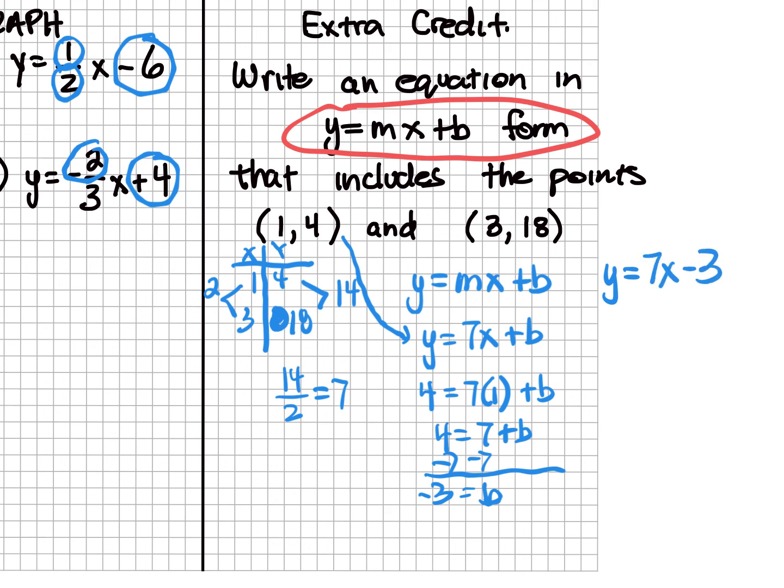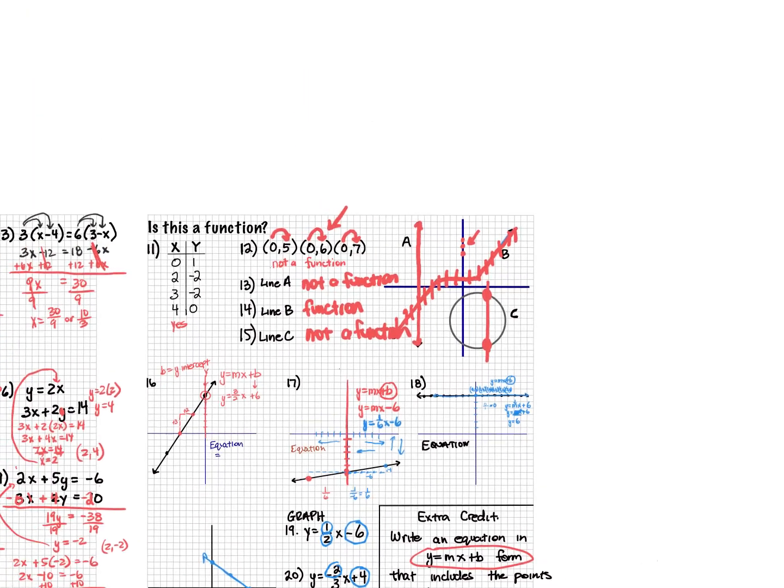So let's see. If I take 1 and if I take this point over here, 1, 4. If I take 1 and multiply it by 7, I get 7. And if I subtract 3, I get 4. And if I take 3, 18, and I take 3 and multiply it by 7, that's 21. And subtract 3, that's 18. So it works for both points. All right, so that was that one. Correct your paper. Good luck.